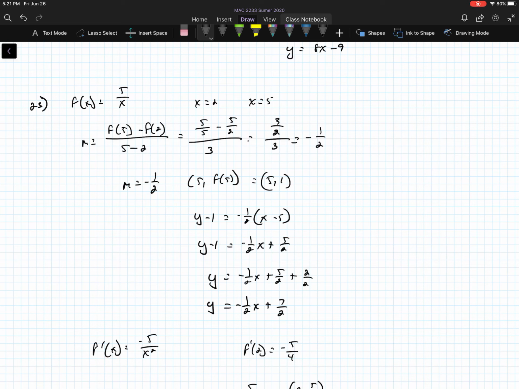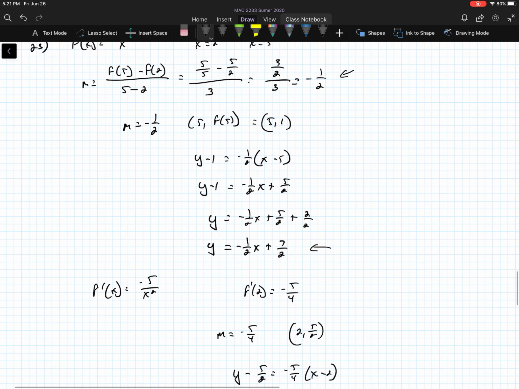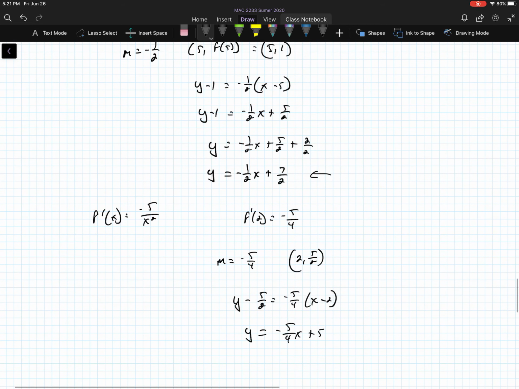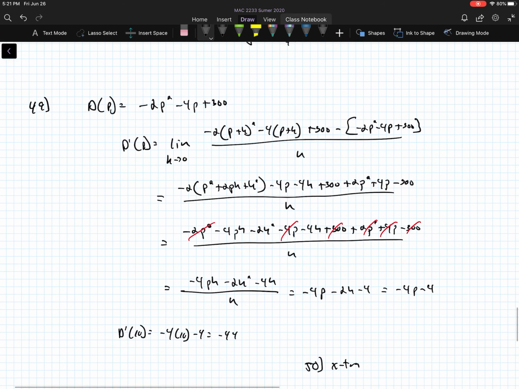For number 23, again, we do the same thing, right? The function is 5 over x, from x is equal to 2 to x is equal to 5. The average rate of change is -1/2. So in this case, we're going to use the point 5 and f of 5 and the slope -1/2 to get the equation, which is that one right there. Then we calculate f prime when x is equal to 2, which we get -5 over 4. And then we just get the next equation, which is y equals -5/4 x plus 5.